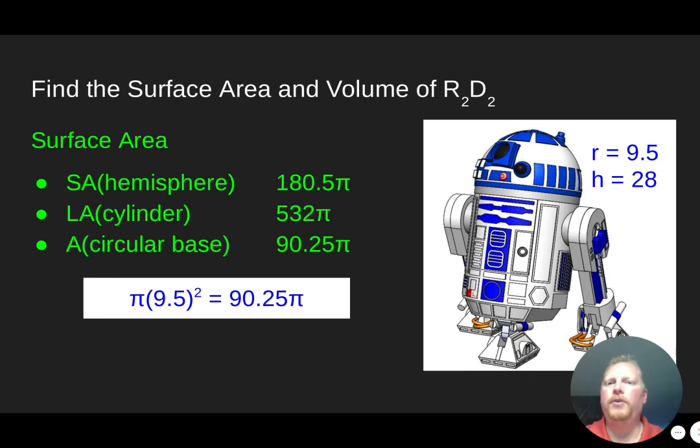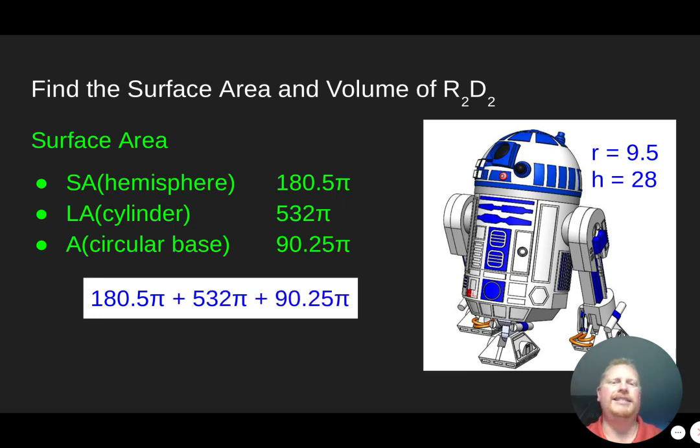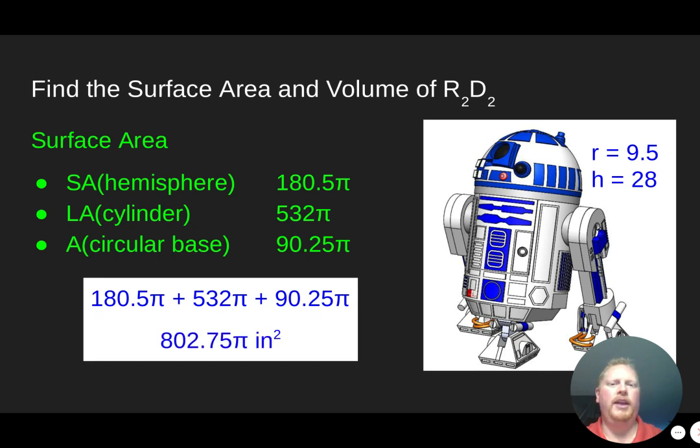So now that we've found all those surfaces, let's just go ahead and add them all up. So 180.5 pi plus 532 pi plus 90.25 pi, add them all together, and the total surface area minus the legs of R2D2 is 802.75 pi inches squared.